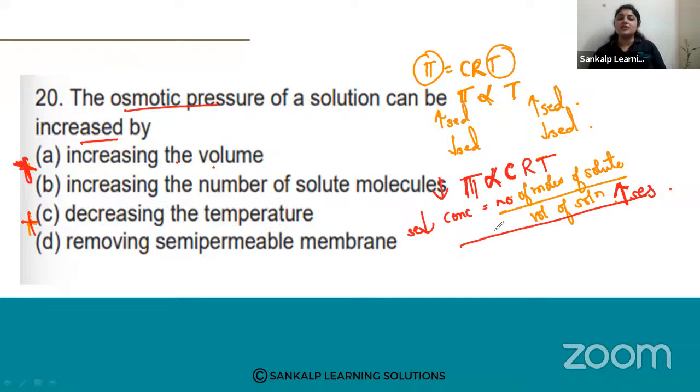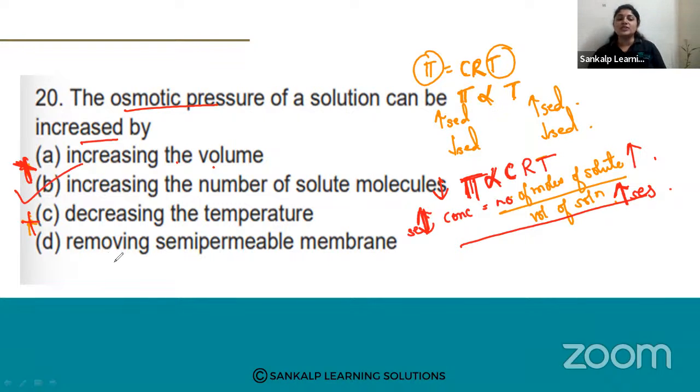Okay, what is B option? Now if we increase number of moles of solute, what will happen to concentration? Concentration increases. If concentration increases, what will happen to osmotic pressure? You know that osmotic pressure is directly proportional to concentration, so osmotic pressure also increases. So the option B is the right answer.